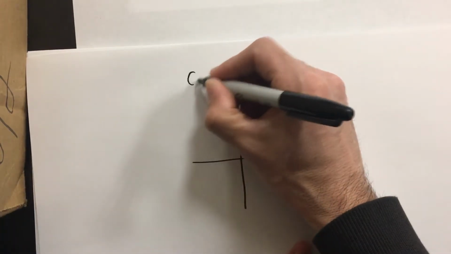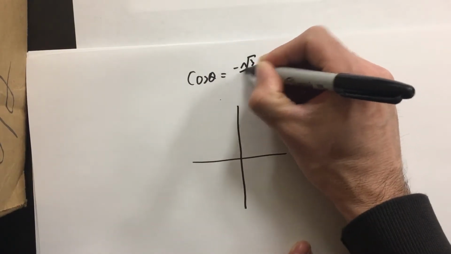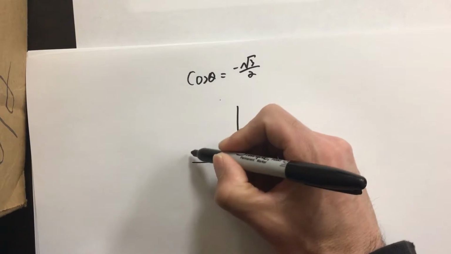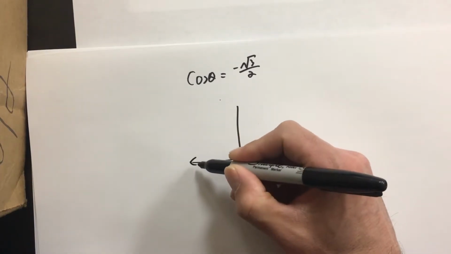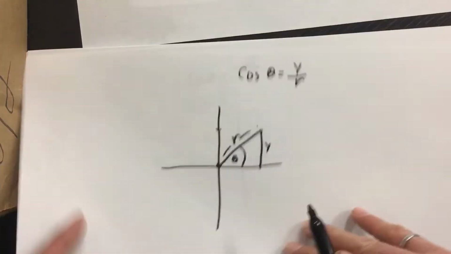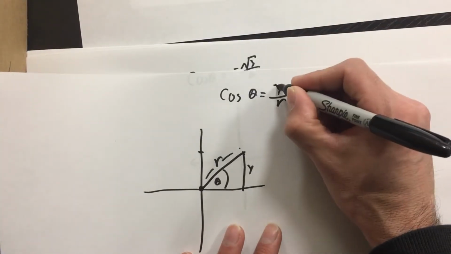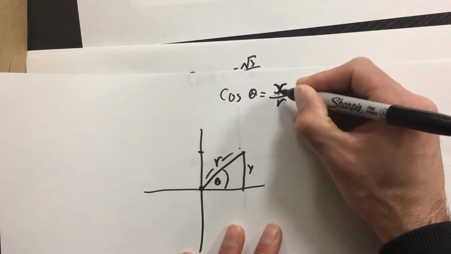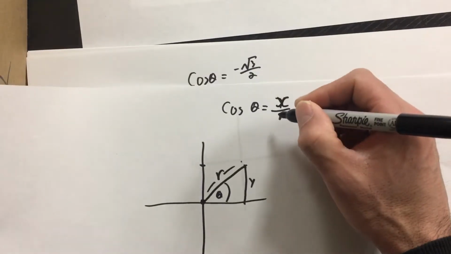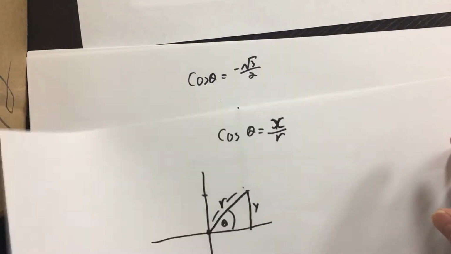For the cosine of theta to have a value of negative root 3 over 2, we have to be over here. We have to have some negative x value. Oh, correction. Look at this. The cosine of theta is not the y value. It's the x value over the r value. The sine of theta is the y value over the r value.